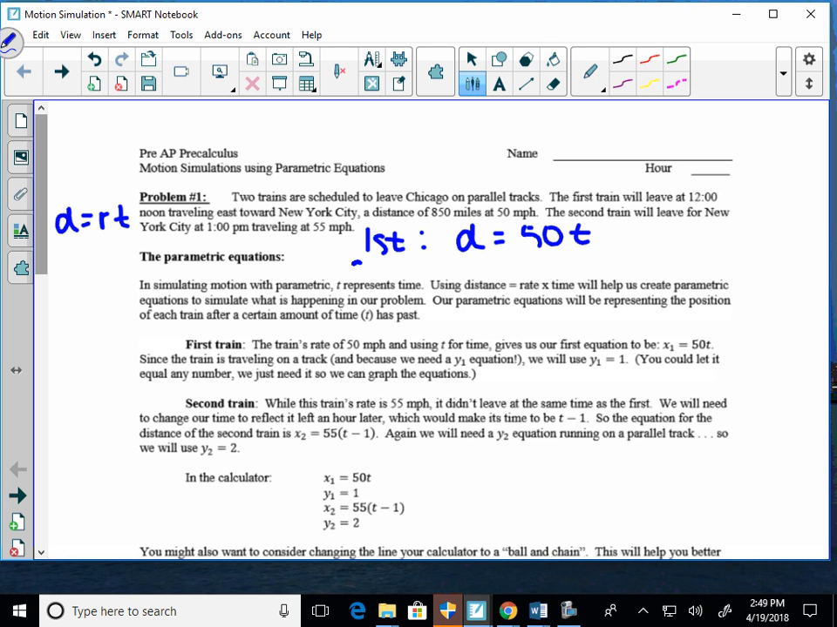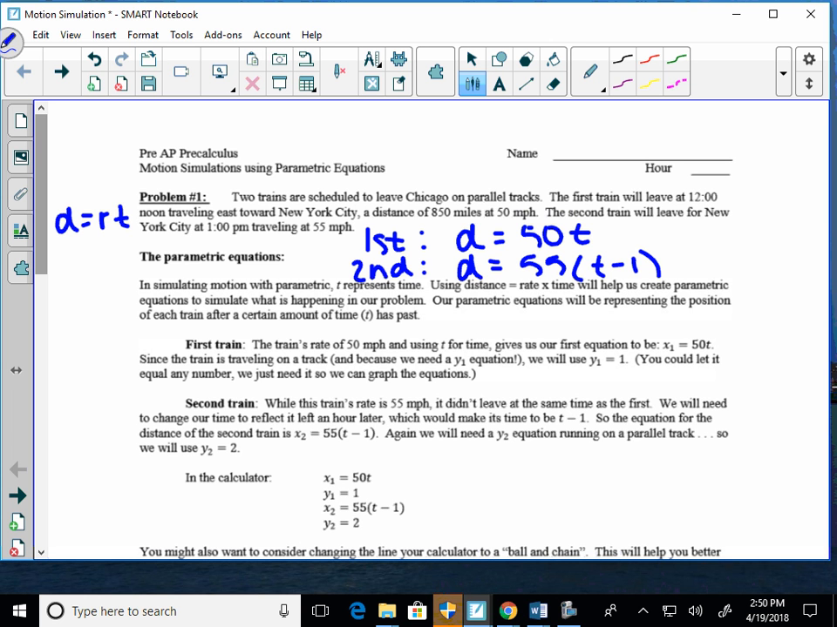My second train leaves for New York City at 1 p.m., so it leaves an hour later at 55 miles per hour. So we have D equals 55, and since it leaves an hour later, what would we put in the parentheses? T minus 1. Okay, so these are going to be our 2 parametric equations.